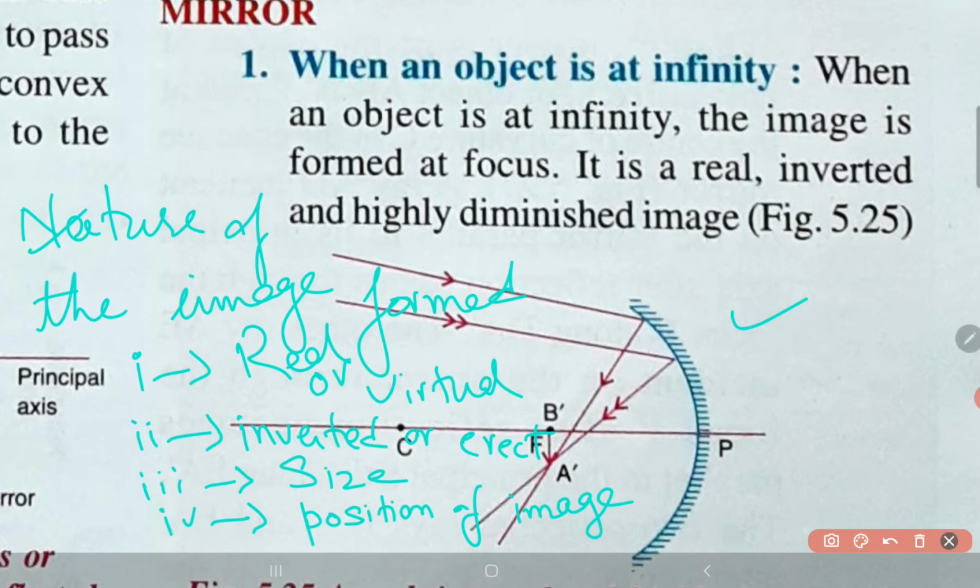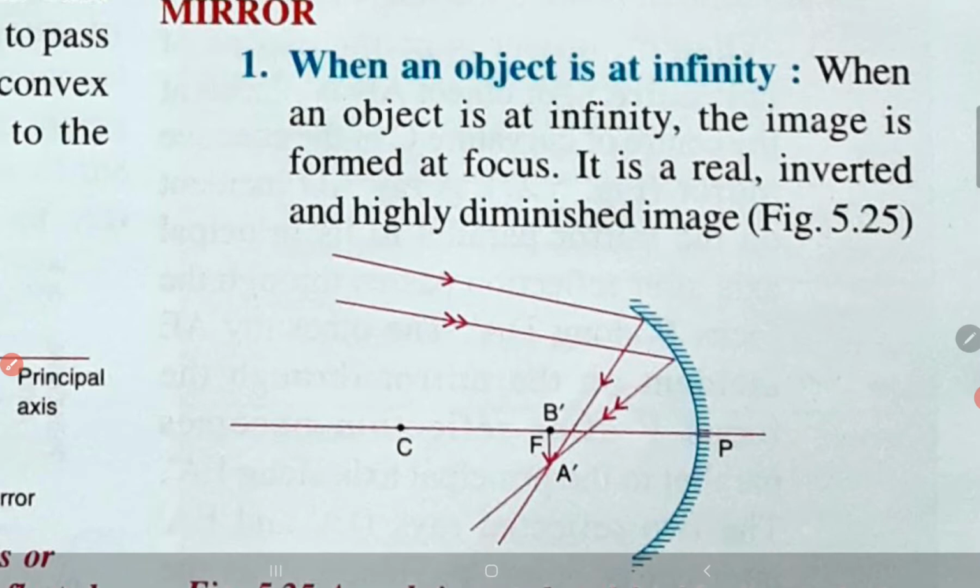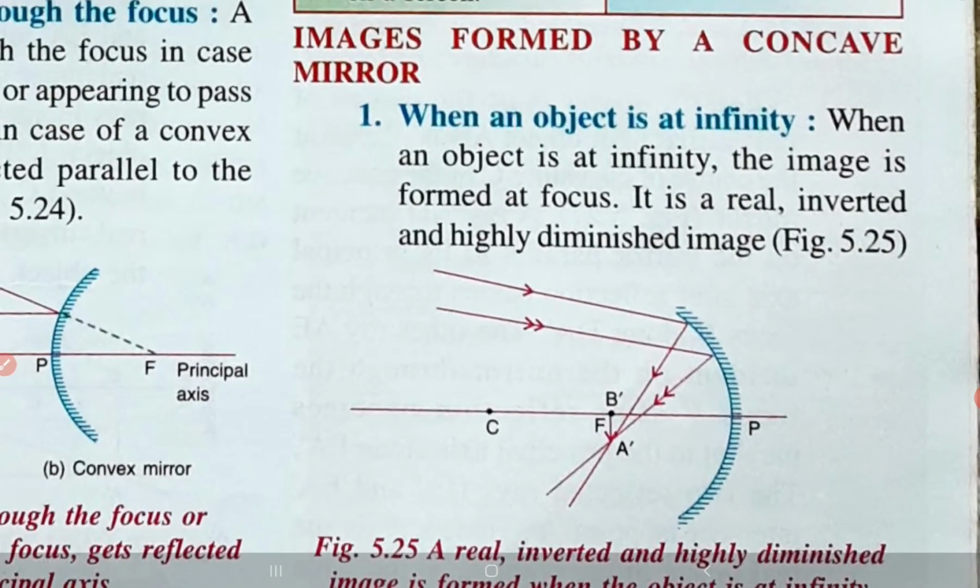Here you can see the first case is when the object is at infinity. Whenever the object is at infinity, we are supposed to draw this particular diagram, and the nature of the image will be real, inverted, highly diminished, and it is always formed at the focus. Let us see how, by drawing the diagram. Here they have not used the convenient rays. I shall show you the diagram with the convenient rays also.